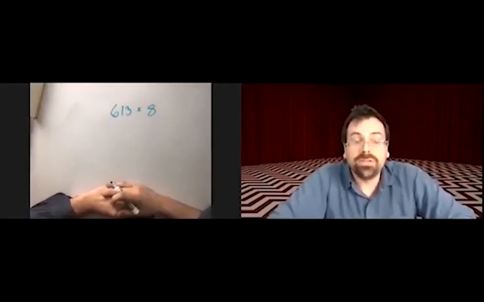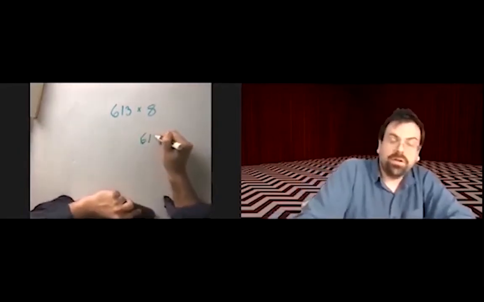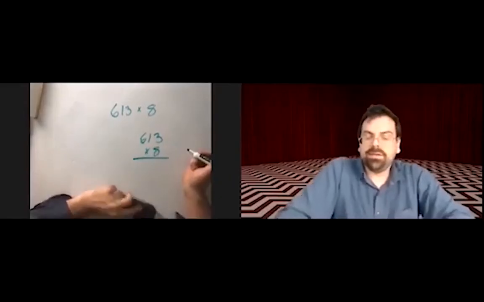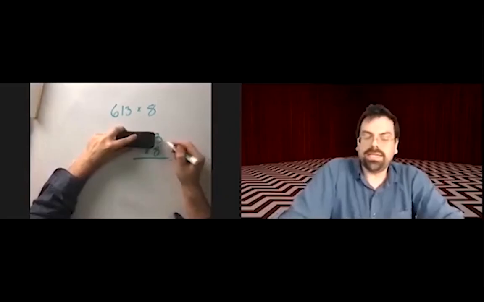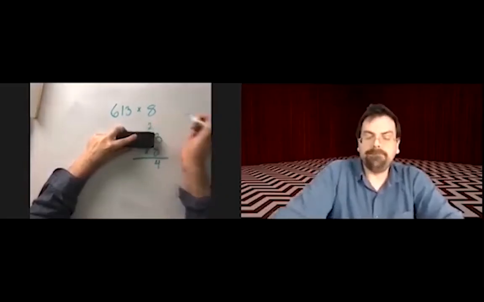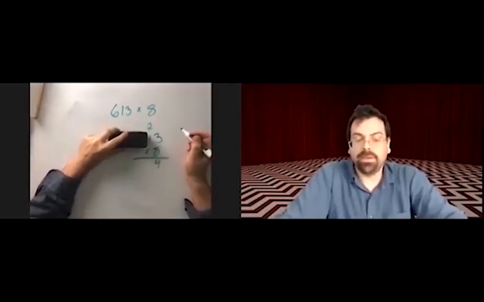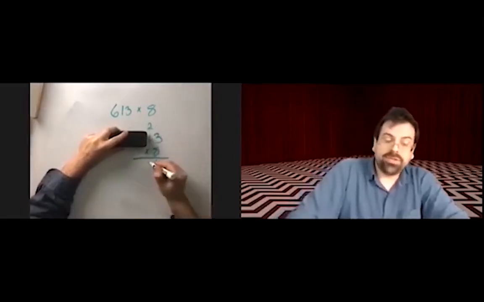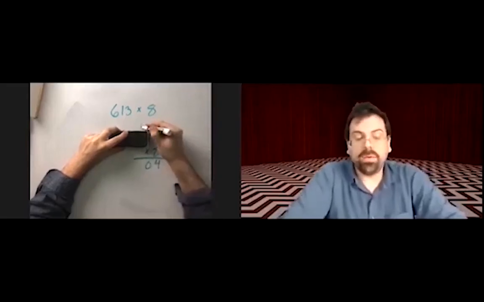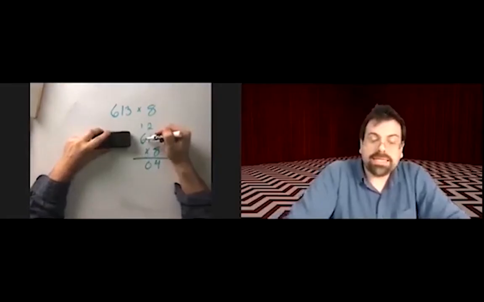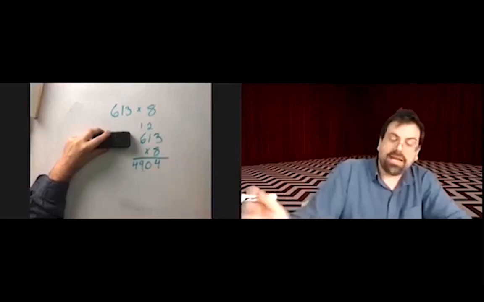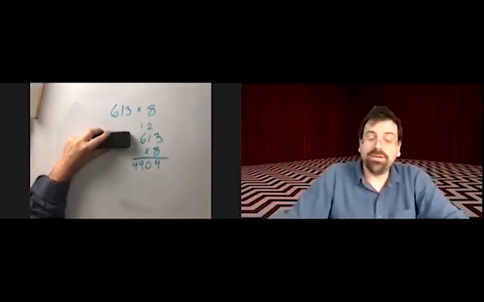It's written horizontal, so we write it vertical. 613 times 8. First column. 8 times 3 is 24. Split it up. 8 times 1 is 8. Plus 2 is 10. Carry the 1. 8 times 6 is 48. Plus 1 is 49. 4,904.